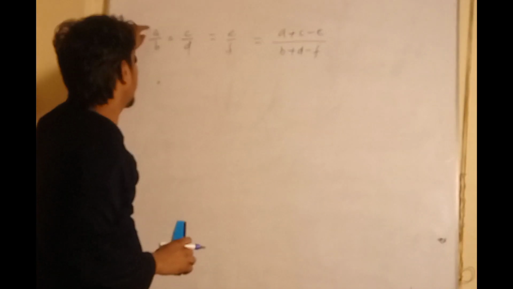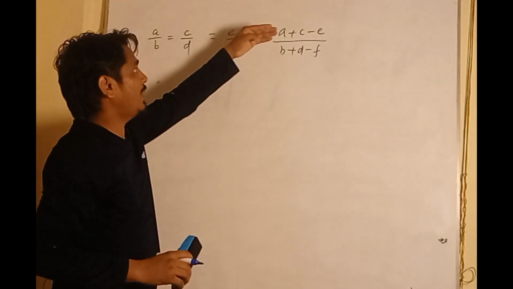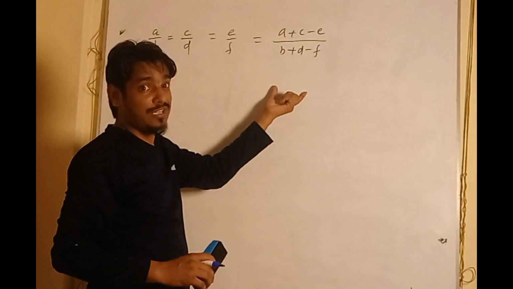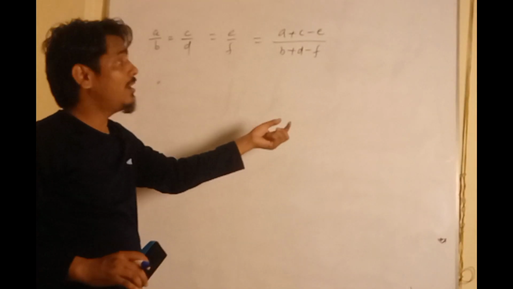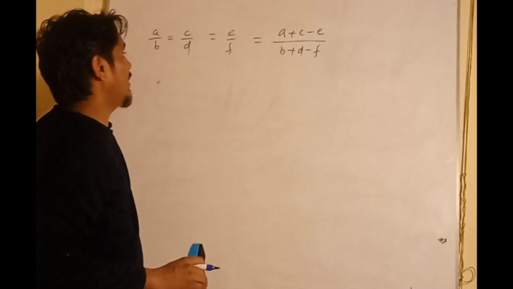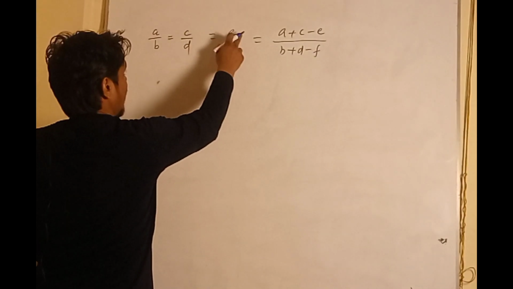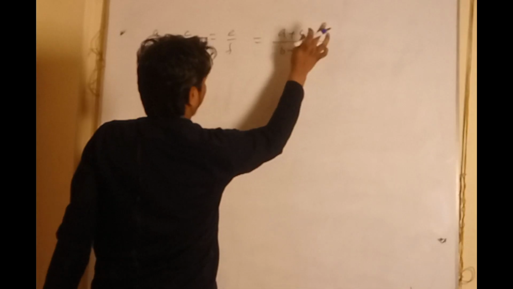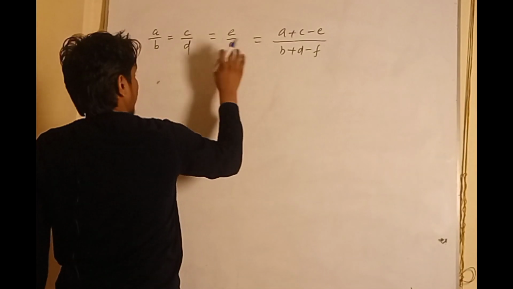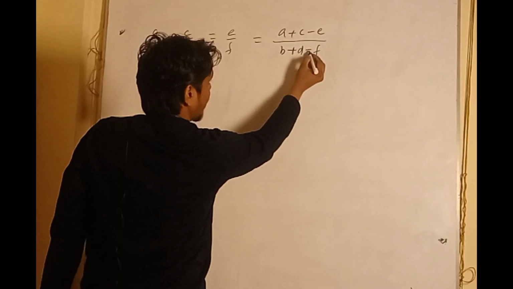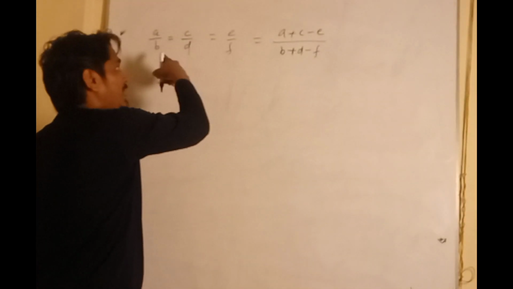So here, first two adding. See, whatever operation we are doing in the numerator, if we do the same in the denominator as well, in the same order, that will also be equal to each of these ratios. So here a, c, e: first we added a with c, then subtracted e, and we followed the same pattern in the denominator: b plus d minus f. Then that will be equal to this.